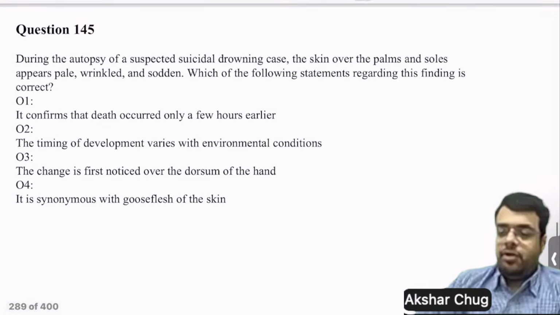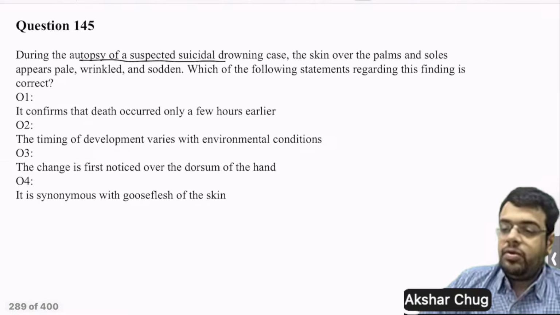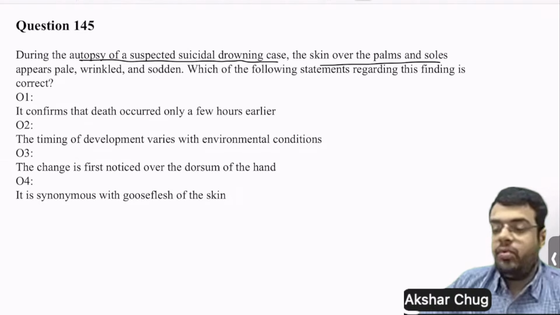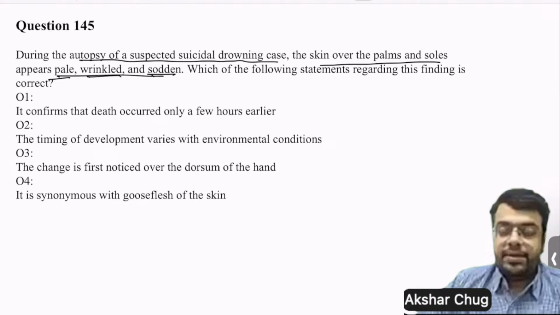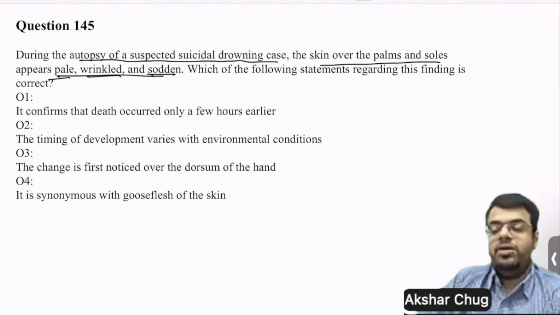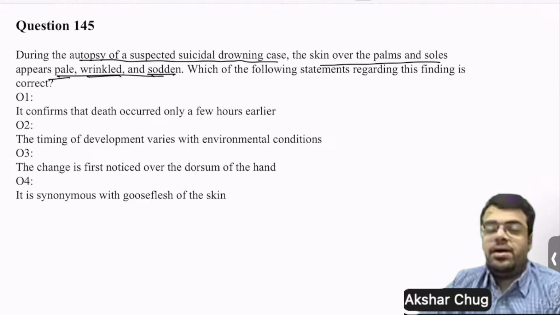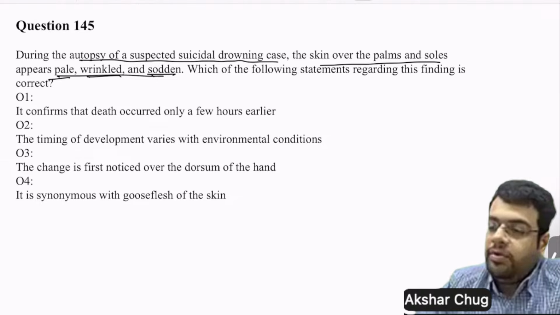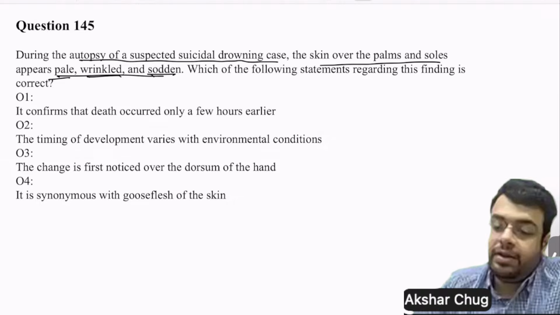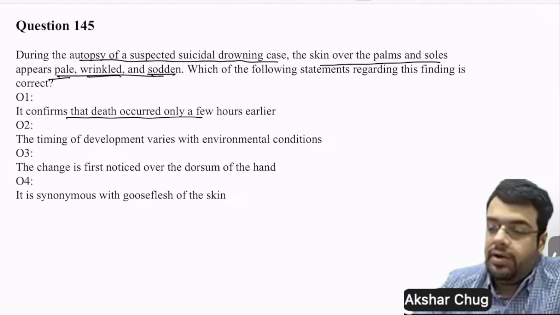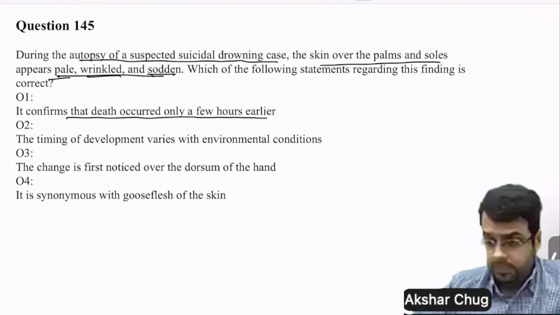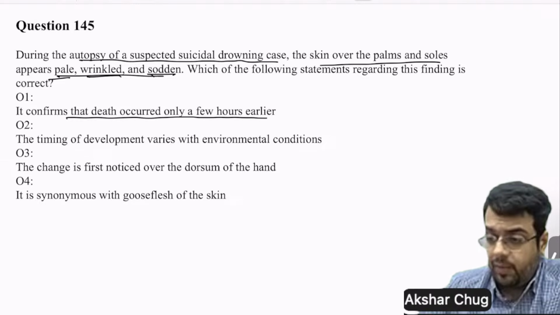Question 145. During autopsy of a suspected suicidal drowning, skin over the palms and soles appear pale, wrinkled, and sodden. Now, what is this describing? This is describing a classical case of washerwoman's hand, right? Which of the following statements regarding this finding is correct? Confirms the death occurred only a few hours earlier. Okay. The timing of development varies with environmental condition. That is correct.